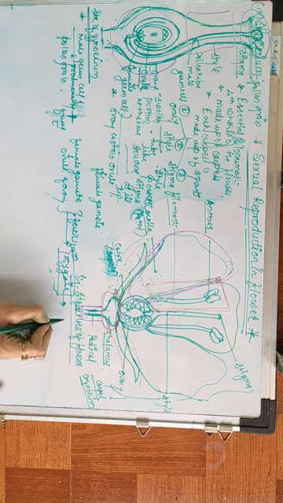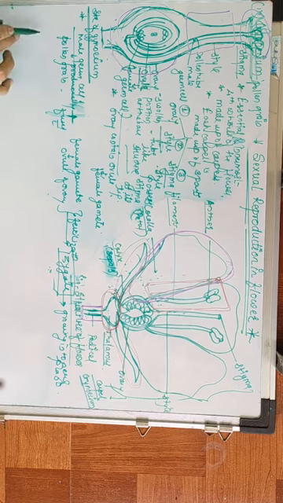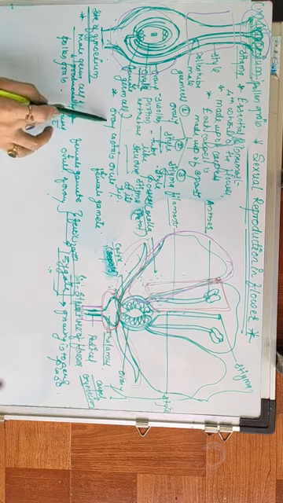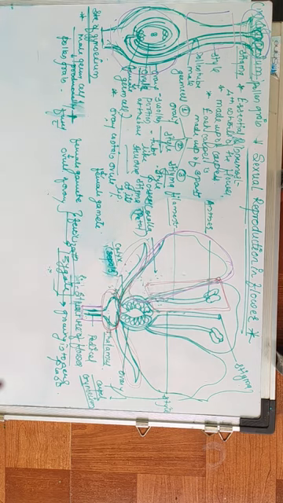This zygote is capable of growing into a new plant. Understood? The production of gametes is called gametogenesis. Gamete means male gametes and female gametes, and genesis means synthesis or production. So here the female gamete is produced by the ovary, right? And the male gamete is produced by the pollen grain, which is present in the stamen part of the flower.